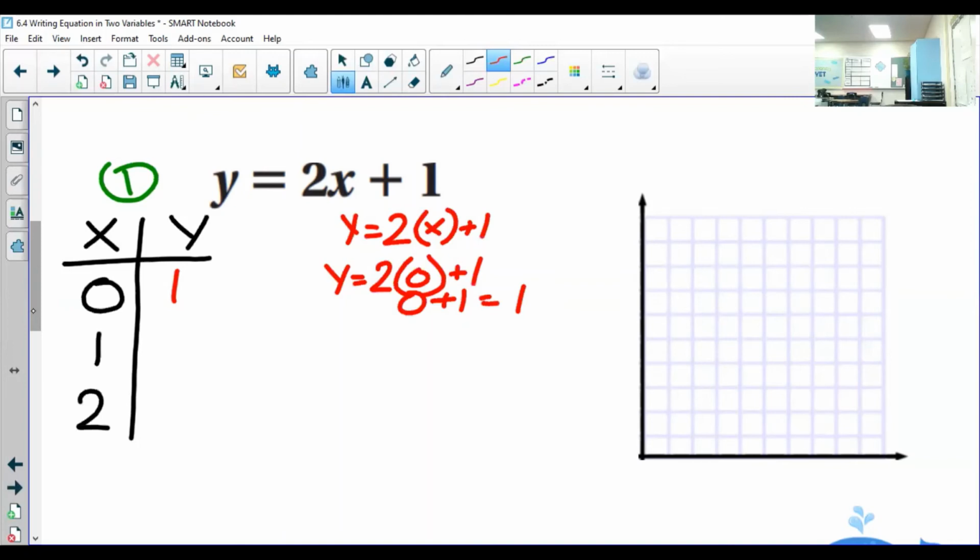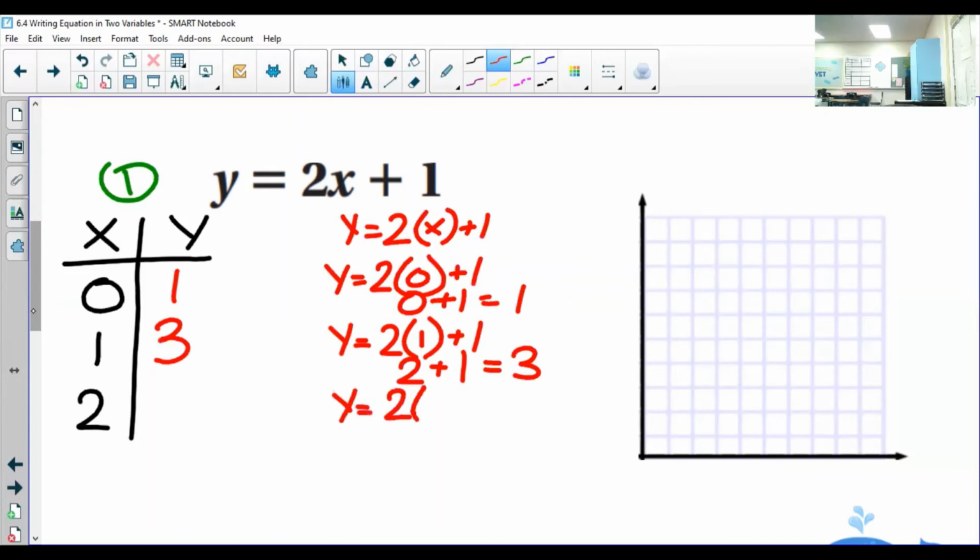Okay, now my next one is y equals 2 times 1 plus 1. Multiply first. 2 times 1 is 2, plus 1. 2 plus 1 is 3. So we're going to go 3. Now, my next one, x is going to be 2. y equals 2 times 2 plus 1. 2 times 2 is 4. 4 plus 1 is 5. So I'm going to put 5 over here.